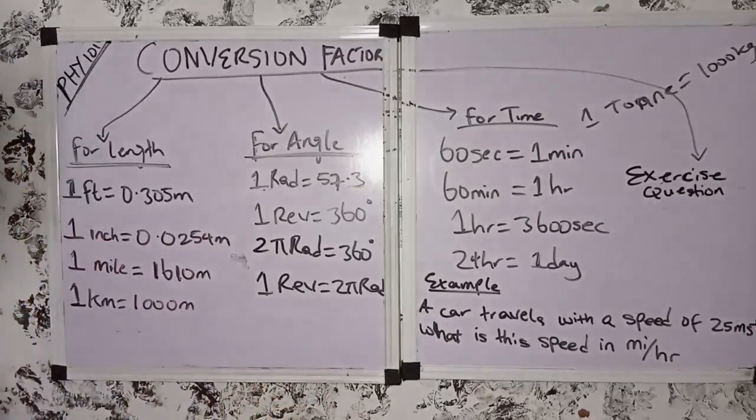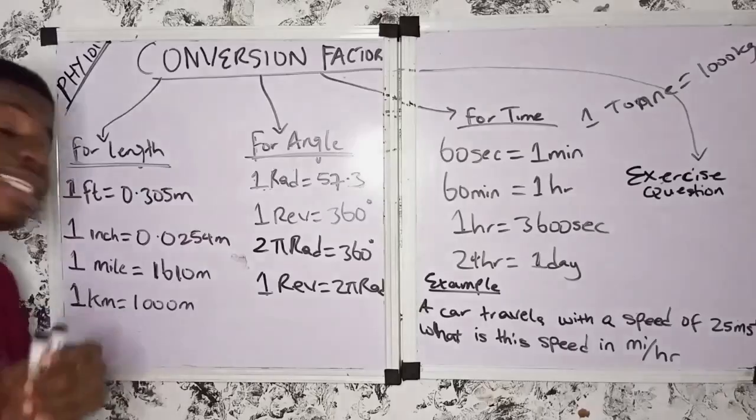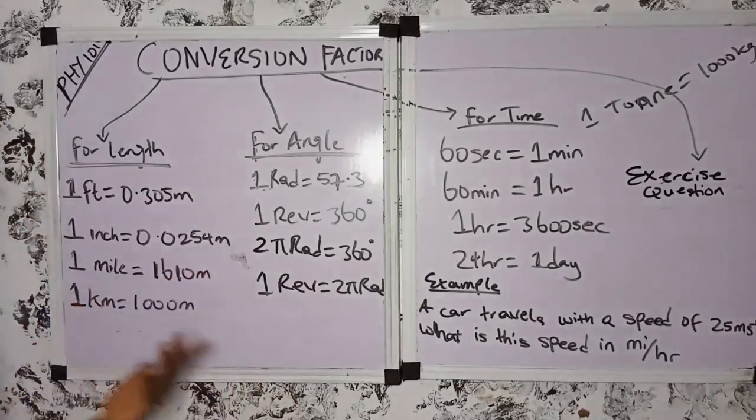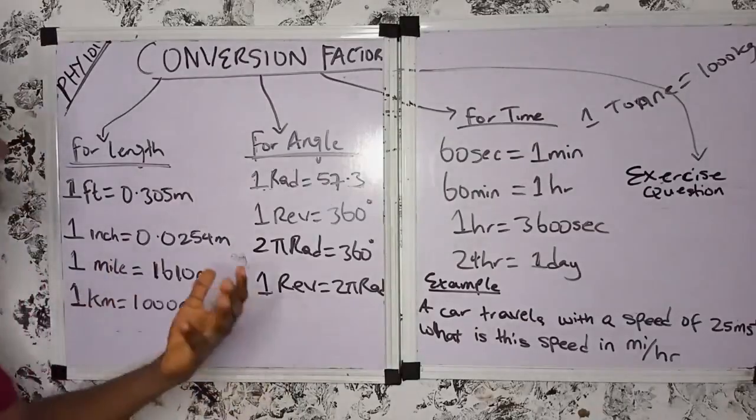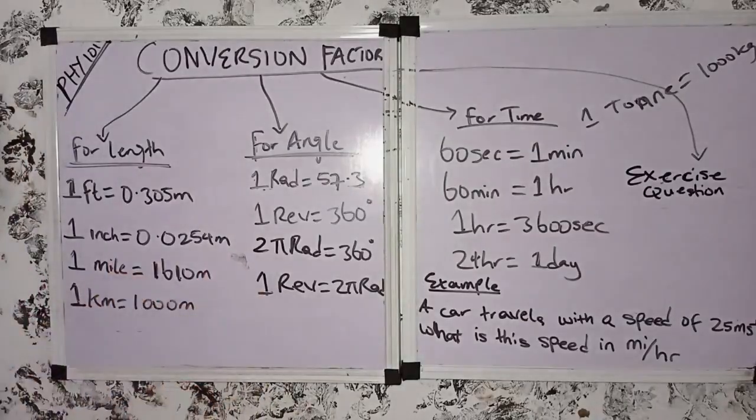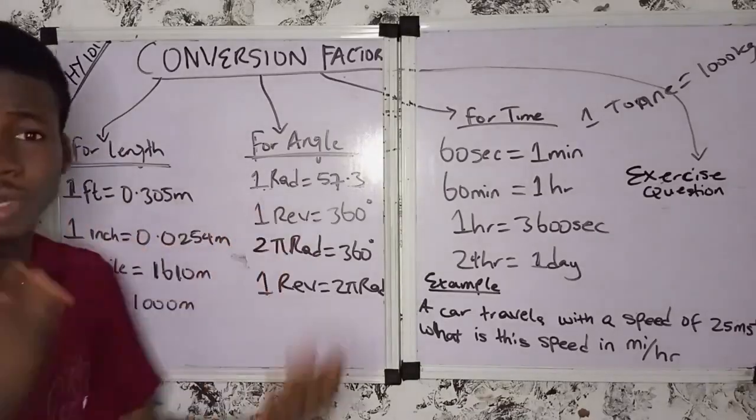1 mile is equal to 1060 meter. 1 kilometer, we all know this one. 1 kilometer is equal to what? 1000 meter. Oh, please, this is very important, because you usually see them in questions.